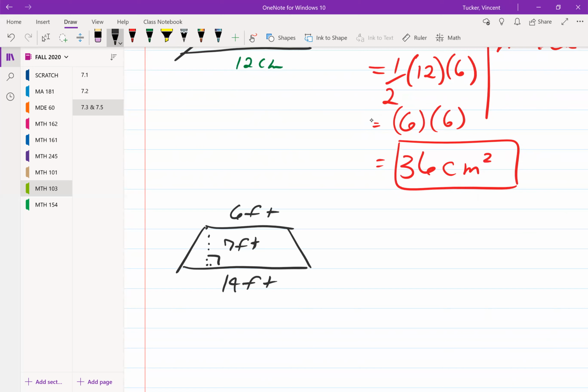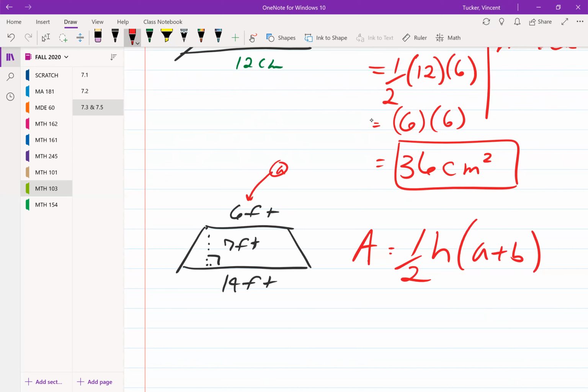All right, so here we have a trapezoid. So we want to look at the area of the trapezoid. The formula for that is 1/2 h times a plus b. A and b are interchangeable, but normally this top side is your A, bottom side is B.